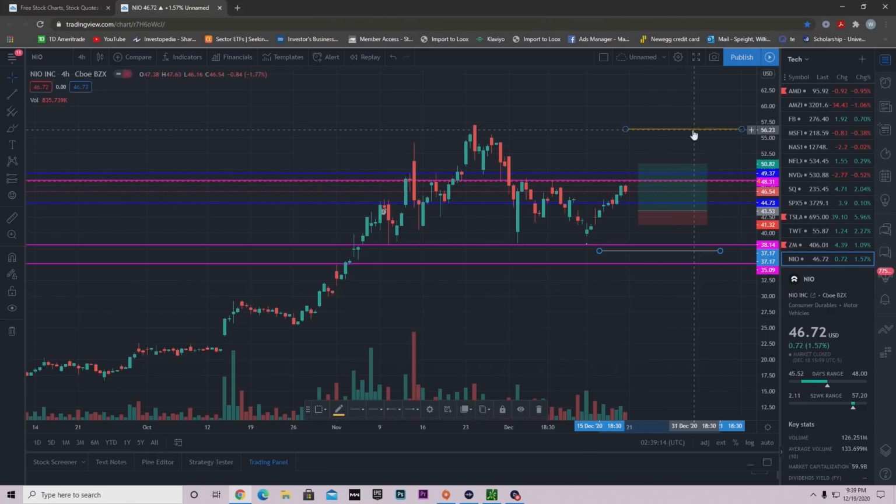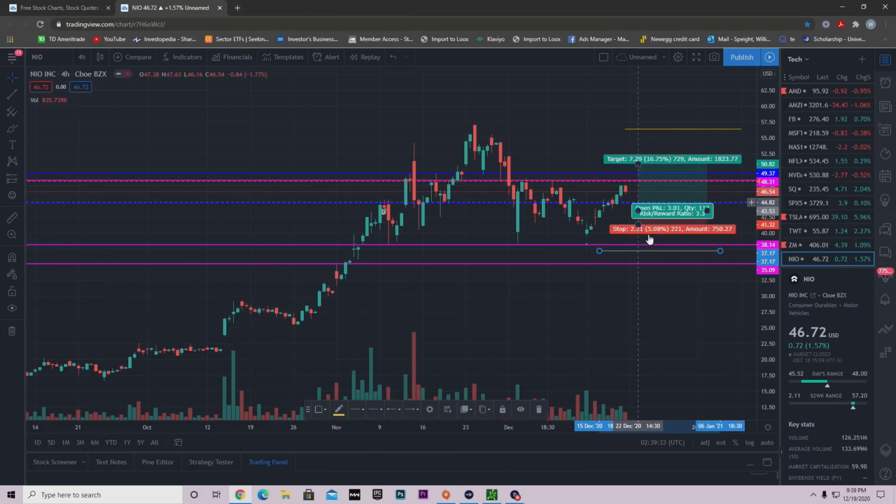The top of this range is at around $56, $56.50. The bottom of the range is around $36, $37. Keep in mind once again that it can very well shoot up outside of the range. This does not have to be the ceiling for NEO, and same down here, this doesn't have to be the bottom for NEO. NEO can continue to fall down. This is just a range that market makers like to keep it in between.